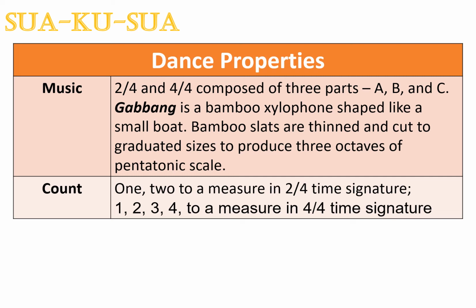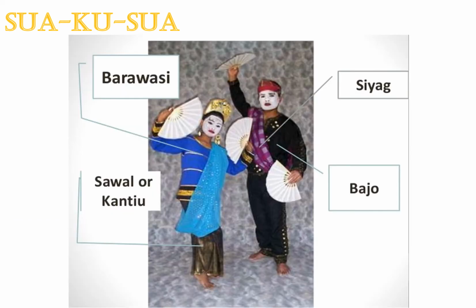For music, it's 2/4 and 4/4 composed of three parts, A, B, and C. Gabang is a bamboo xylophone shaped like a small boat. Bamboo slats are thinned and cut to graduated sizes to produce 3 octaves of pentatonic scale. For counting, 1, 2 to a measure in 2/4 time signature, 1, 2, 3, 4 to a measure in 4/4 time signature. This is an example of their costume.